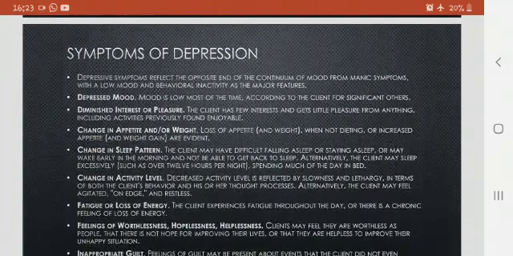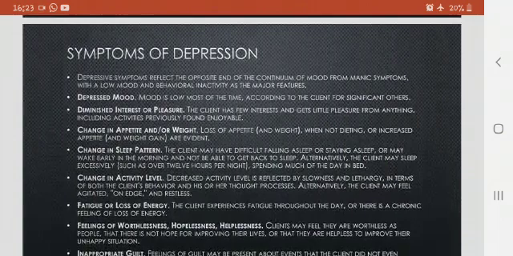So the next are some symptoms of depression. The patient of bipolar 2 disorder also develops symptoms of depression. Depressive symptoms reflect the opposite end of the continuum of mood from manic symptoms, with a low mood and behavioral inactivity as a major feature. So depressed mood, the first symptom of depression. Depressed mood is low most of the time, according to the client.